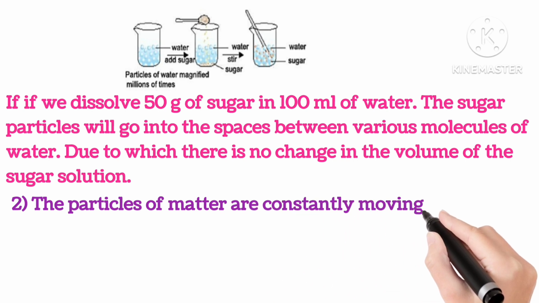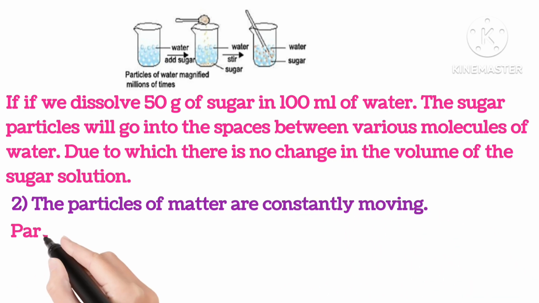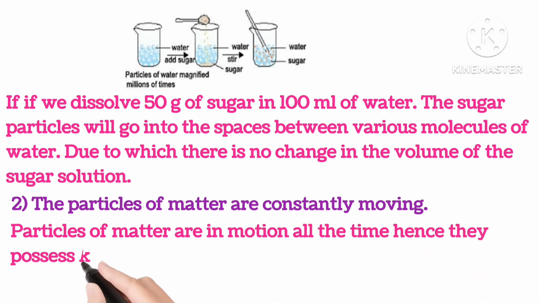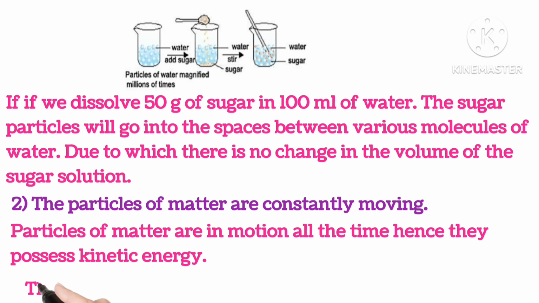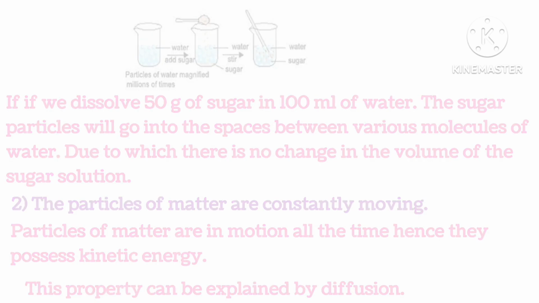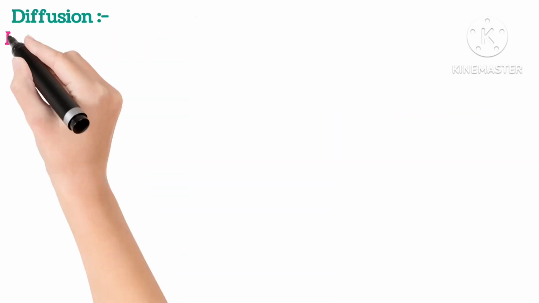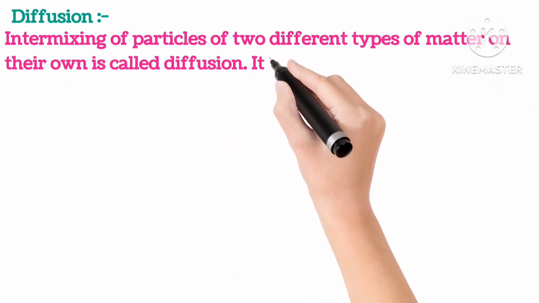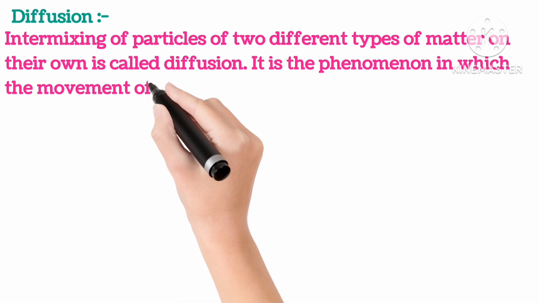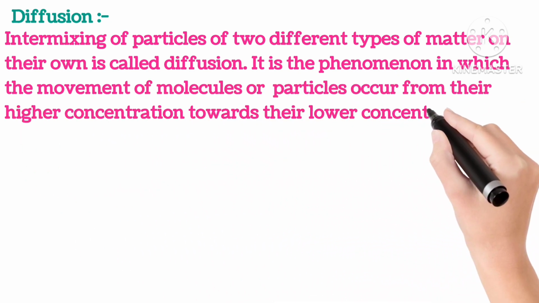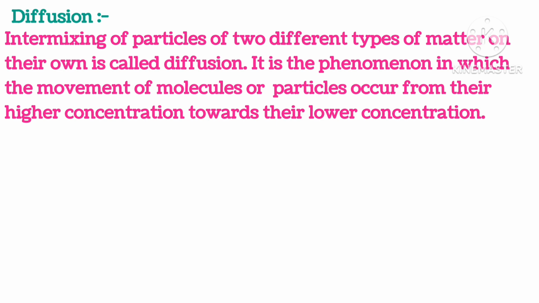Second characteristic is particles of matter are constantly moving. Particles of matter are in motion all the time, hence they possess kinetic energy, and this property can be explained by diffusion. Diffusion: intermixing of particles of 2 different types of matter on their own is called diffusion. It is a phenomenon in which the movement of molecules or particles occurs from higher concentration to lower concentration.